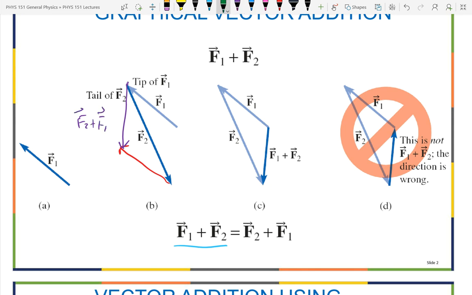And if I do the other way, F1 plus F2 is that. So they give you the same resultant. So it doesn't matter what order you put the vectors when you add them. When you're doing your graphical addition, you just have to put them tip to tail. Now notice the picture that has the big red Ghostbusters sign or whatever.